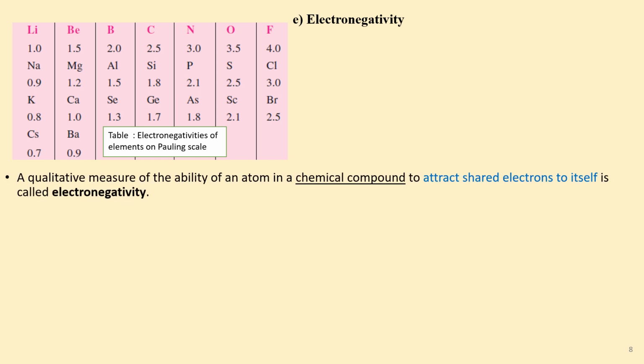Electronegativity. A qualitative measure of the ability of an atom in a chemical compound to attract shared electrons to itself is called electronegativity. That is, electronegativity is a measure of the ability of an atom in a chemical compound to attract shared electrons to itself.